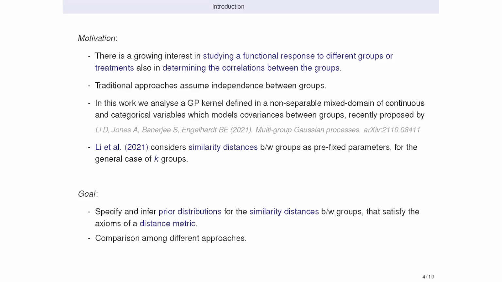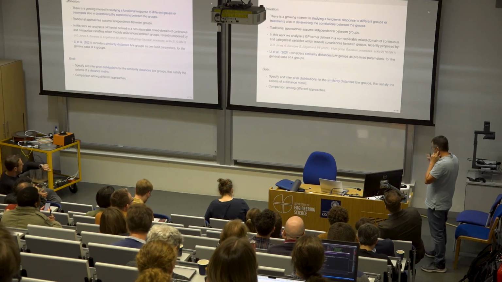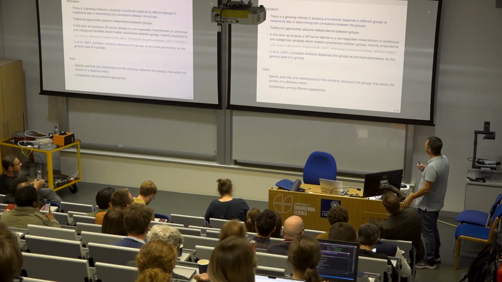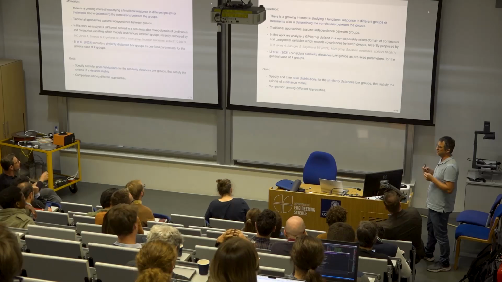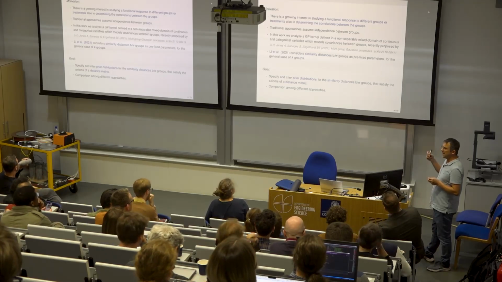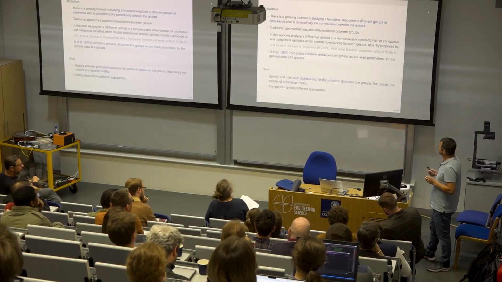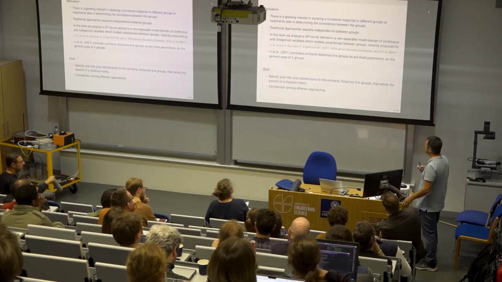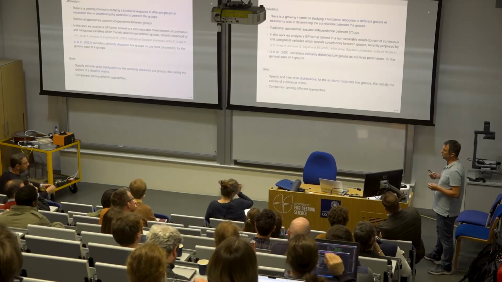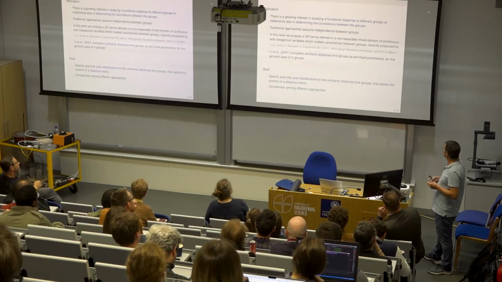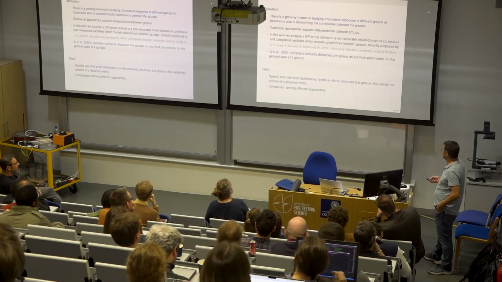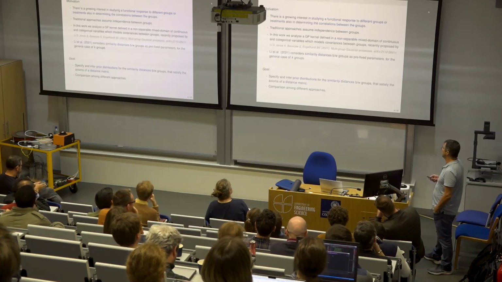This new model or new kernel was proposed recently by Lee, Bernaghi, and colleagues in their work called multi-group Gaussian processes. But this original work does not make inference on the similarity distances between groups for the general case of K groups. So our goal in this work is to specify and infer prior distributions for the similarity distances between groups that satisfy the axioms of a distance metric. Then we also compare among different approaches.